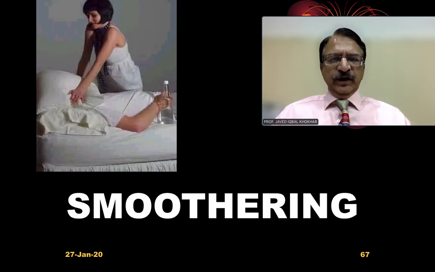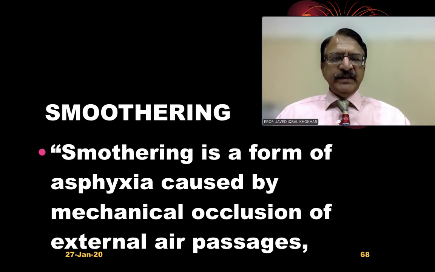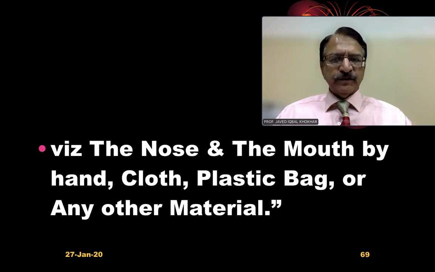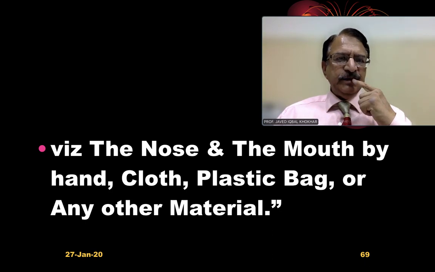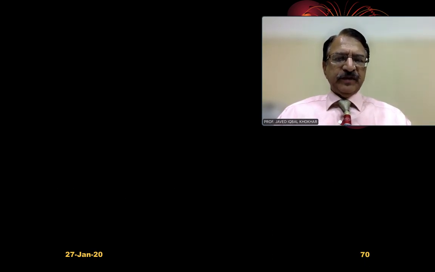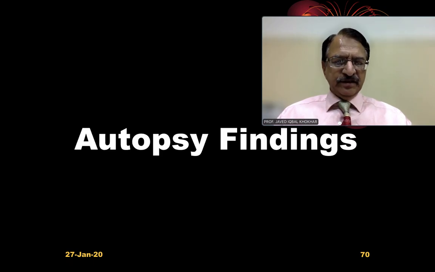Now we'll discuss in detail smothering. Smothering is a form of asphyxial death caused by mechanical occlusion of the external respiratory orifices or passages, that is, the mouth and nose, by hand, by cloth, by plastic bag, or any other material. So basically, the entry of air into the lung is blocked at the nose and the mouth level. And this can be achieved by any means.